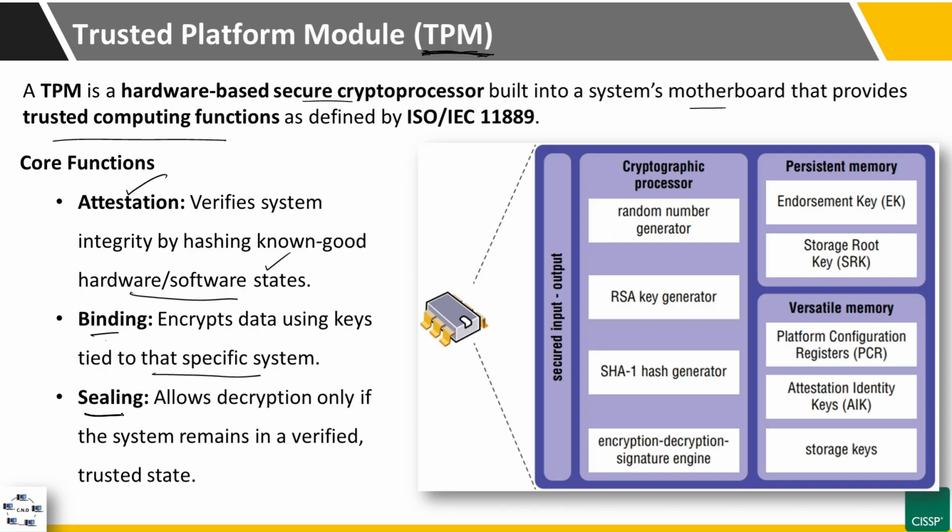Another function is sealing, which allows decryption only if the system remains in a verified and trusted state. These are some of the areas that reside inside this TPM chip, such as the SHA-1 hash generator, RSA key generator, storage root key, storage keys, encryption, decryption, signature engine, etc.